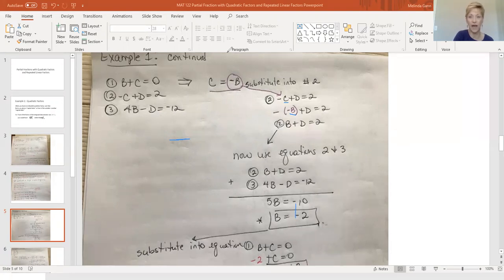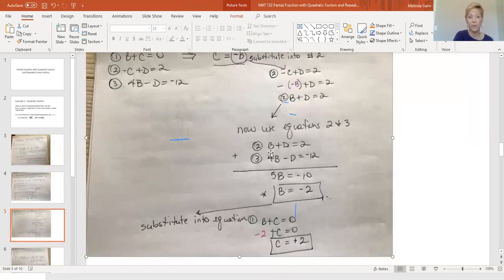Well, I can substitute that into the equations. And so that's what I did. Went back up here and put a negative 2 in for my B on this first equation. So if negative 2 plus C is 0, then C must be a positive 2. Now I know what A is, I know what B is, I know what C is. Now I can go find what D is by substituting either in this one or in that one.